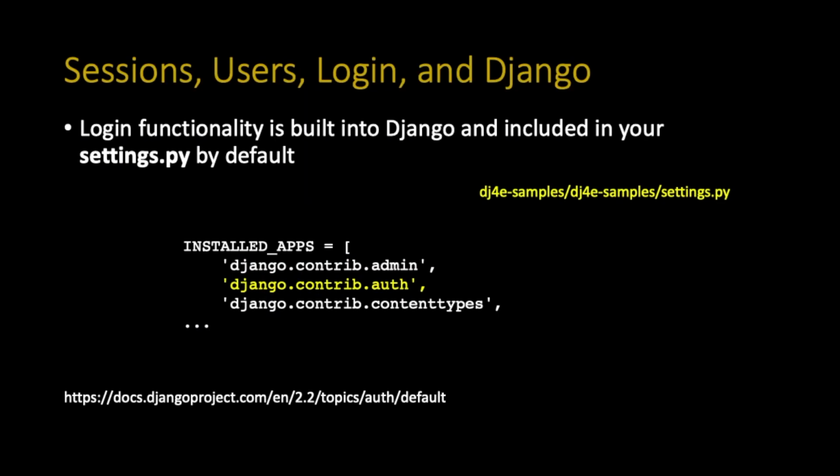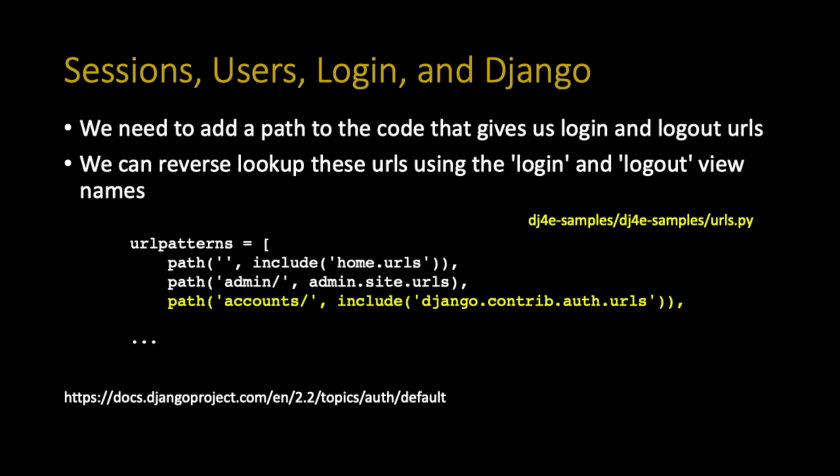So to make this all work, you have to add to your installed apps all the Django support for all this login and logout stuff. Now, if you automatically built your project, you got a settings.py that's going to just put this in automatically. So this is just so you know, when you're looking at it, where all this magic functionality comes from. It comes from this installed apps.